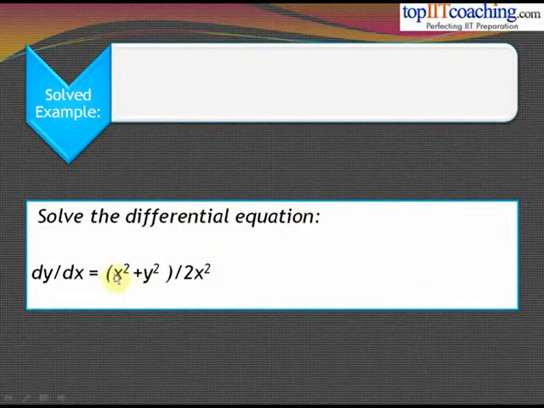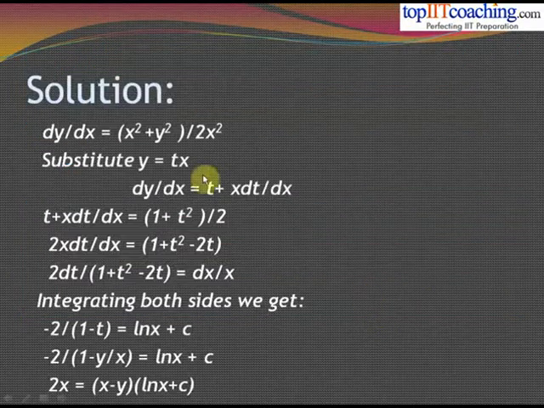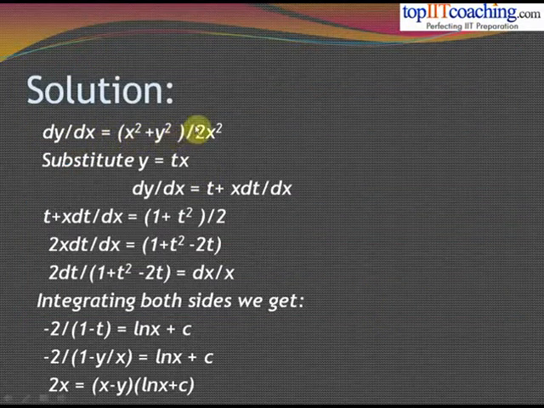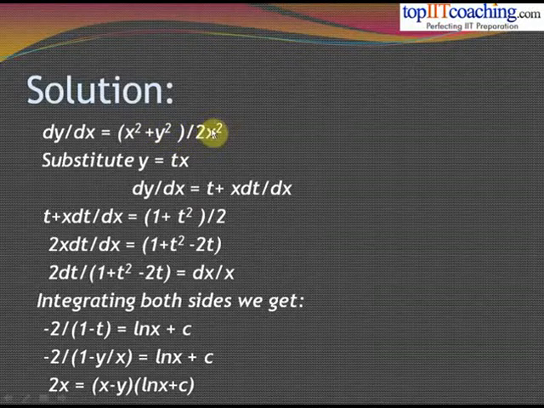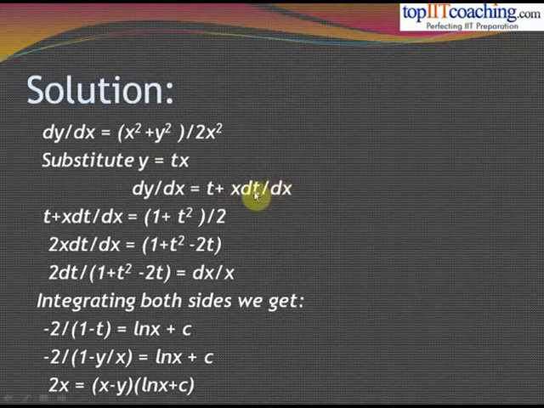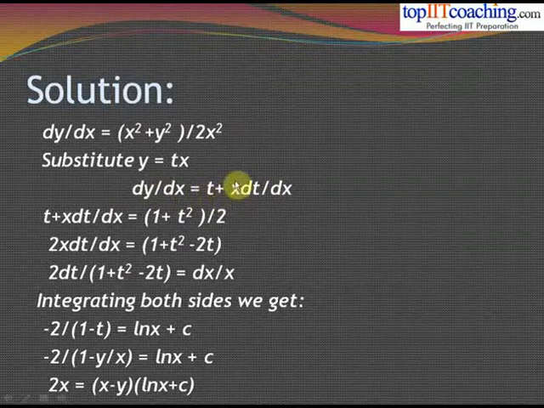Solve the differential equation dy by dx equal to (x square plus y square) divided by 2x square. So dy by dx is equal to (x square plus y square) divided by 2x square. Now we see that the numerator and the denominator both are homogeneous in nature. This is because the exponent of x is 2, the exponent of y is 2, and the exponent in the denominator is also 2. So this is a homogeneous equation. Now we write y equal to t times x. So dy by dx would be equal to t plus x times dt by dx.